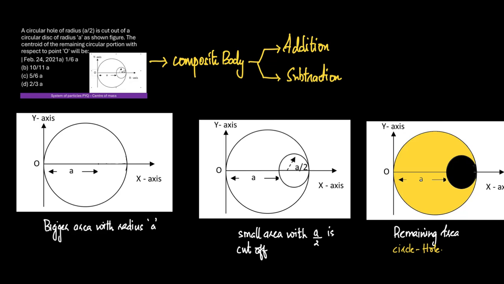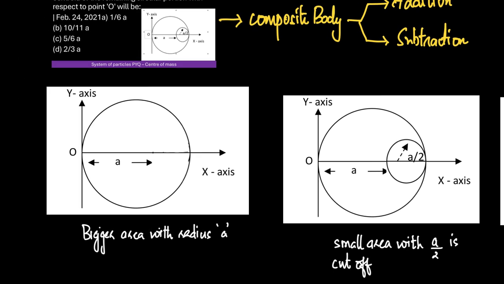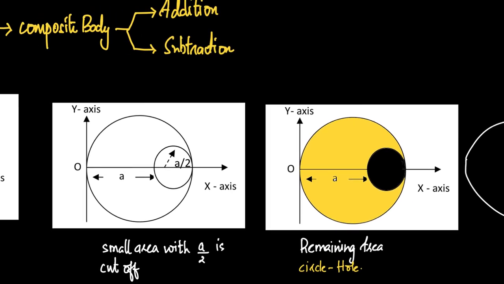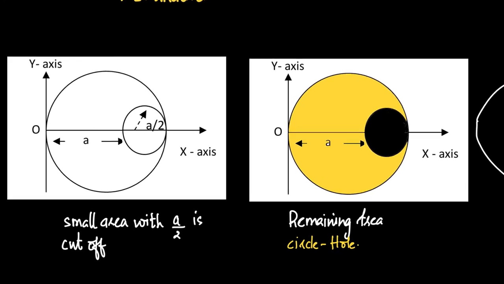So now we have another question that's based on the composite body method. We did one or two questions which are based on addition of bodies, and now we have a question that is based on subtraction. Now, what kind of subtraction? We have a larger body of radius a, from which another small body of radius a by 2 is cut off, and which results in a figure like this.